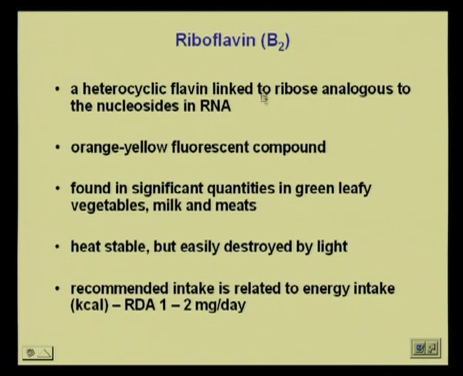It is an orange yellow fluorescent compound found in green leafy vegetables, milk and meats. It is heat stable, but destroyed by light, and we have an RDA, that is a recommended daily or dietary allowance, which is so many milligrams per day. But we have to be interested in the structure of riboflavin.